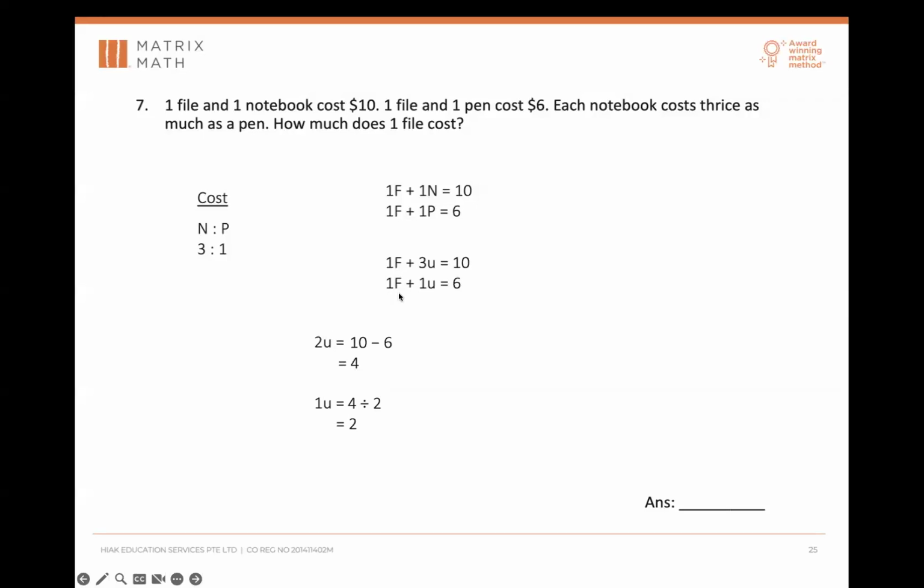How much does one file cost? One file is 3 units. Refer to this, 3 times 2. Oh, sorry, yeah. How much does one file cost? No, sorry. This is the notebook.